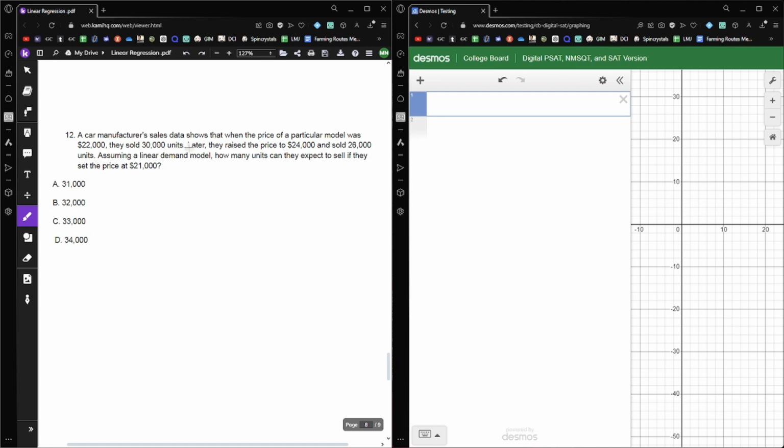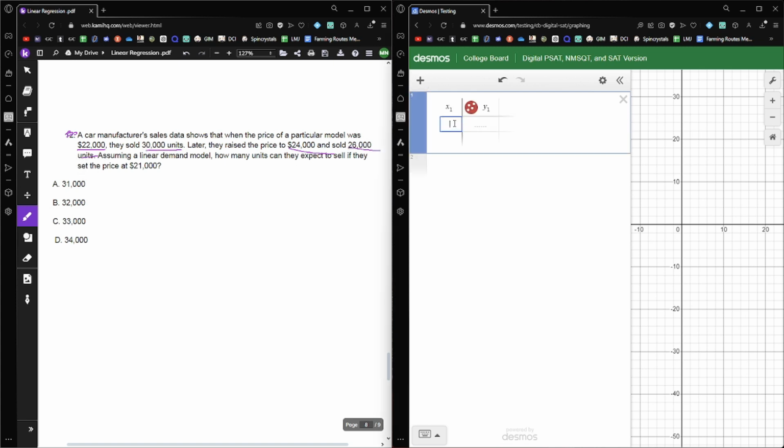Question number 17, ignore that. A car manufacturer's sales data shows that when the price of a particular model was $22,000, they sold 30,000 units. Later, they raised the price to $24,000 and sold 26,000 units. Assuming a linear demand model, how many units can they be expected to sell if they set the price at $21,000? Just like the last question, our dollars are going to be our x values and our units are going to be our y values.